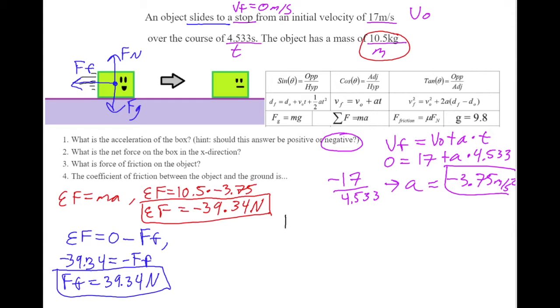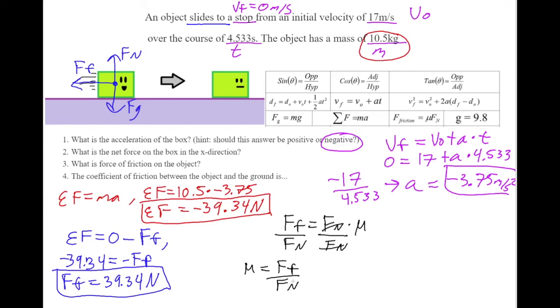All right, now our last one says the coefficient of friction between the object and the ground is blank. To figure that out, let's use our force friction equation. Force friction is equal to force normal times mu. If we're solving for the coefficient, let's just go ahead and divide force normal out to the other side. So we get mu is equal to force friction divided by force normal.